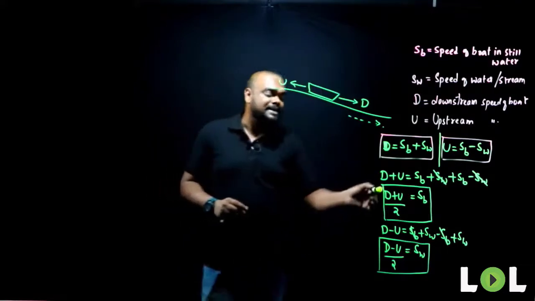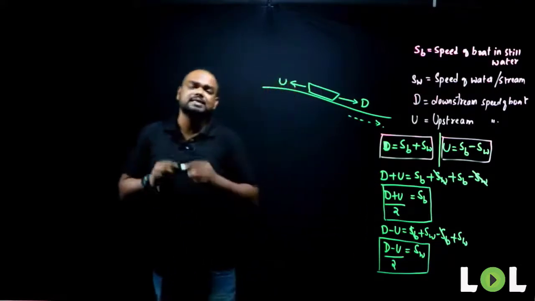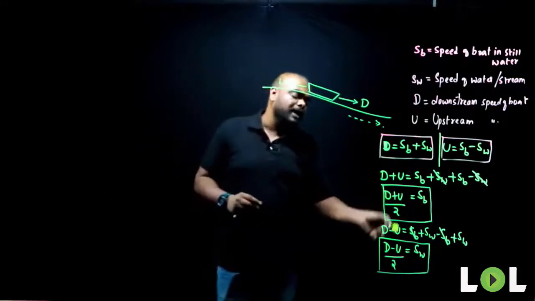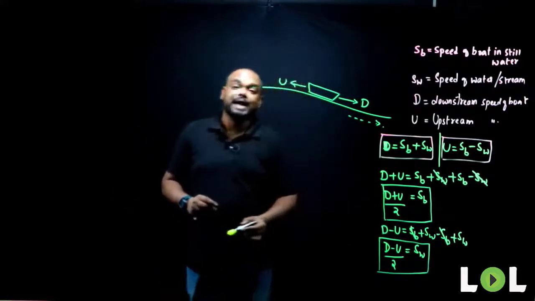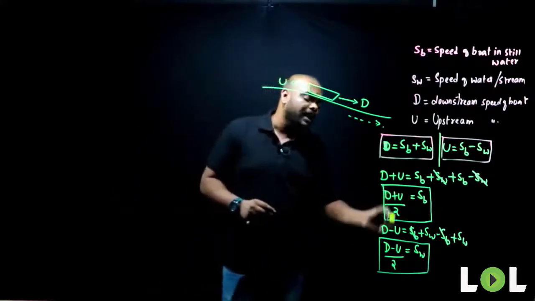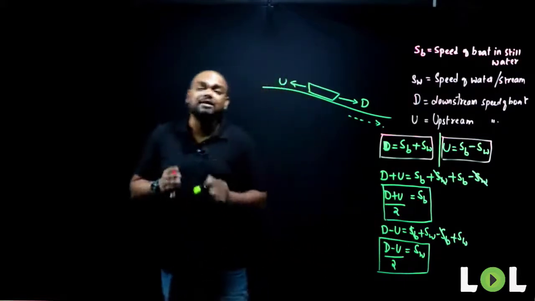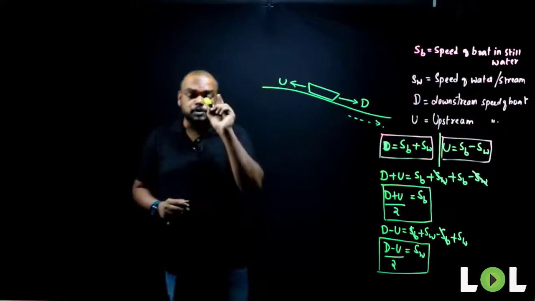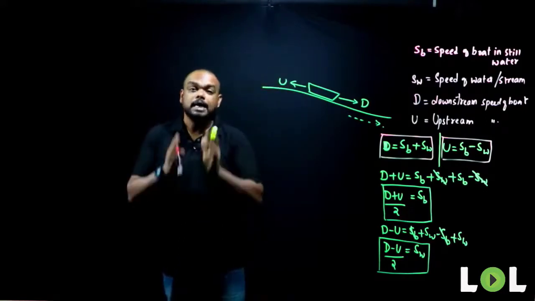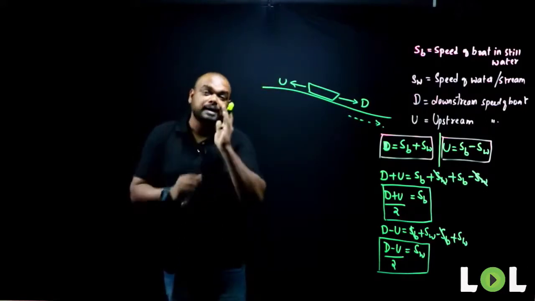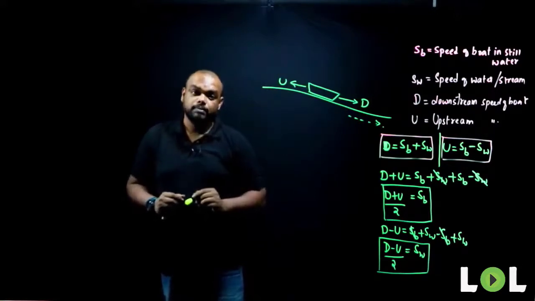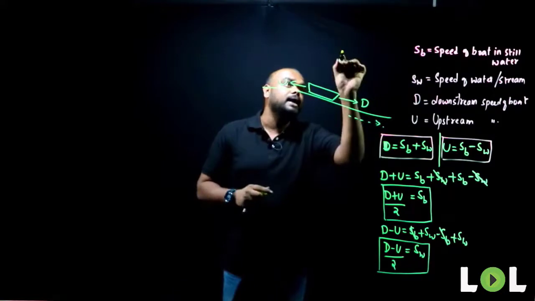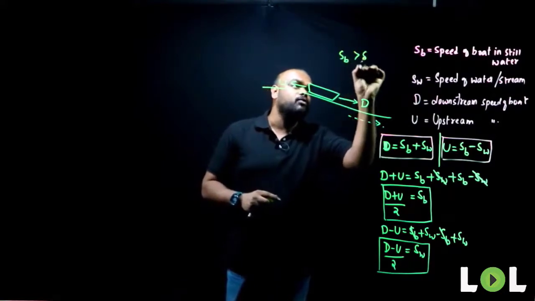Now here there will be a slight confusion. People will remember one is (d plus u) by 2, the other one is (d minus u) by 2. But which one will be (d plus u) by 2, and which one will be (d minus u) by 2? Among the two, which value will be greater? Obviously (d plus u) by 2 will be greater. Remember, the speed of the boat in still water must always be greater than the speed of water.